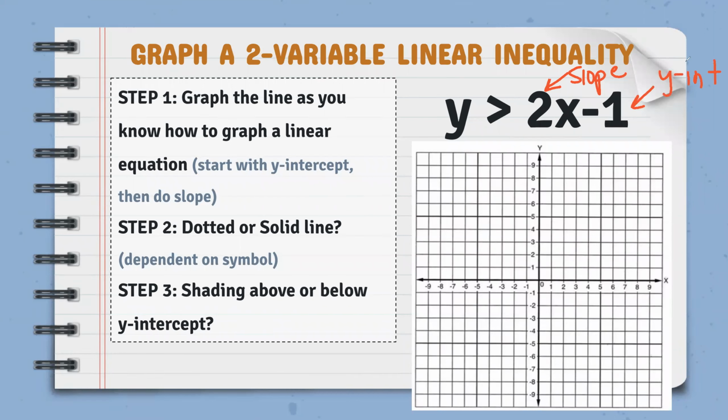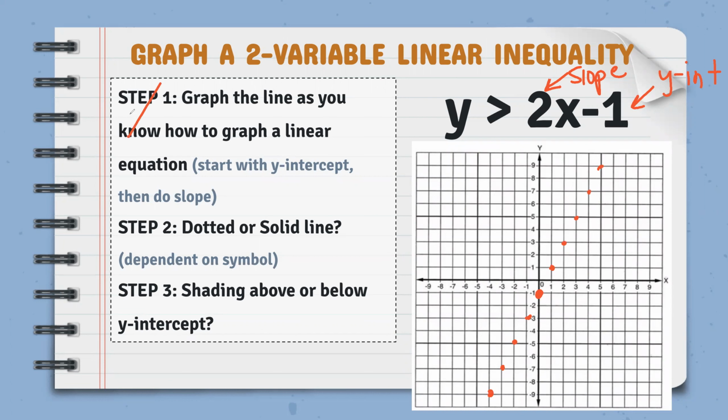I'm going to start at -1. And my slope is rise over run. So I go up 2 over 1, up 2 over 1, and I keep going. I can also go down to the left 1 in the opposite direction. Okay, so I did step 1.